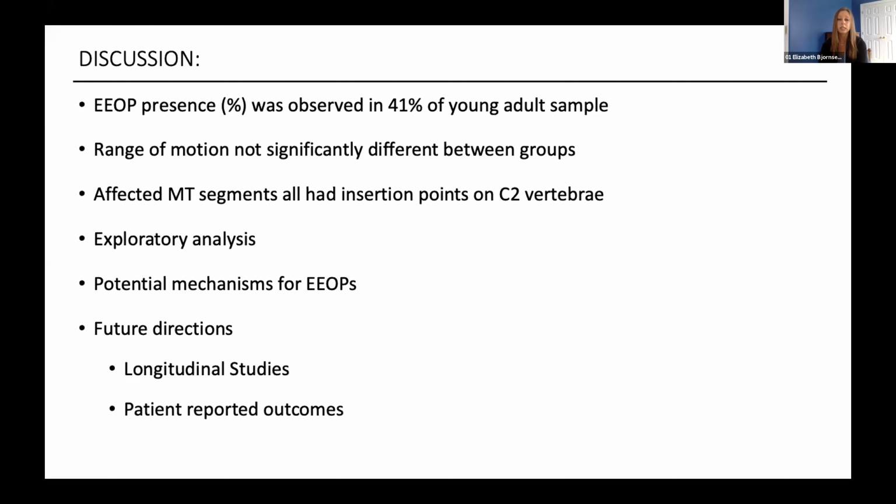There were limitations that accompanied this study, one being that we did not standardize the position of the neutral posture, and we did not include thoracic data as well. So it really opens up a lot for future directions within this area, one being longitudinal studies following people across the lifespan, as well as incorporating some patient-reported outcomes to determine more clinical relevance in this population.